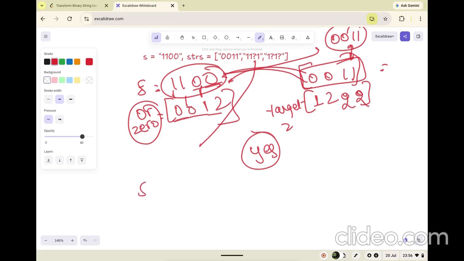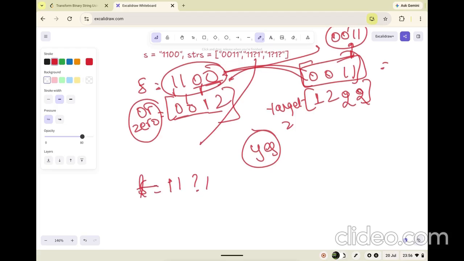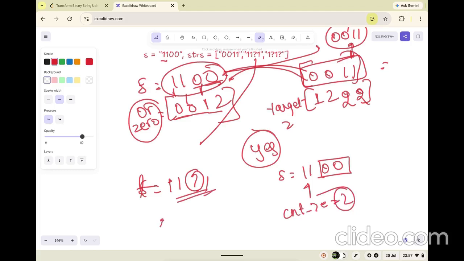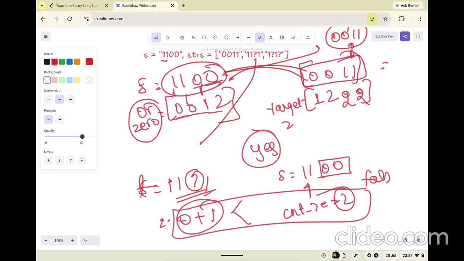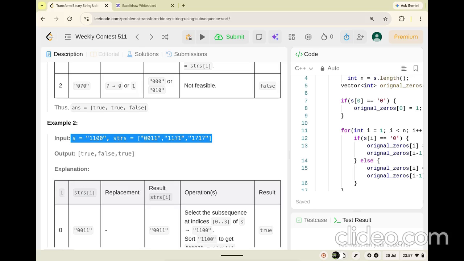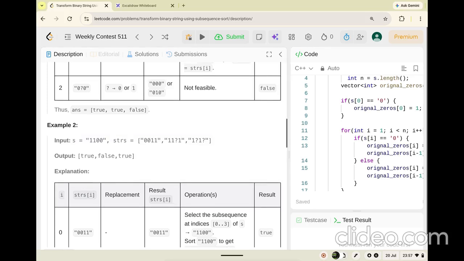Let's look at this one. The string t is 11?1, and s had 1100. Now you look, s has two zeros, and this has only one. So the count of 0 in s is 2, and the count of 0 in t is 0 plus the count of question marks, which is 1, which is less than 2. Then this should return false. So the answer for this is false. Yes or no? Yes. Great.